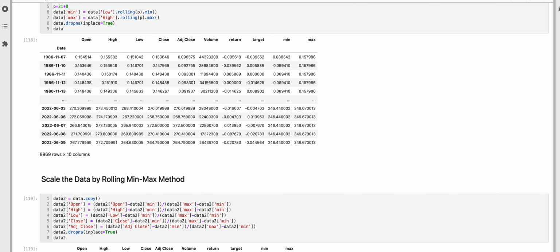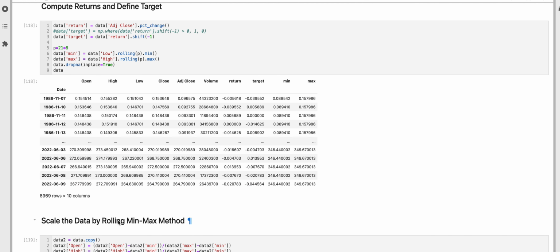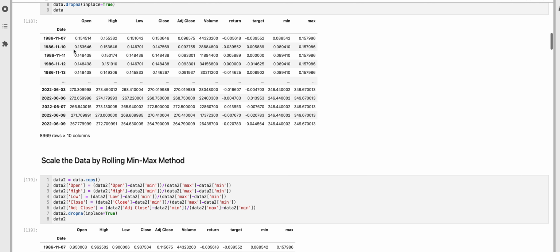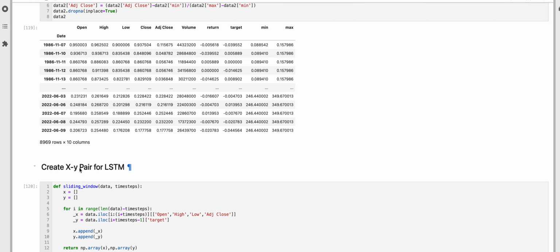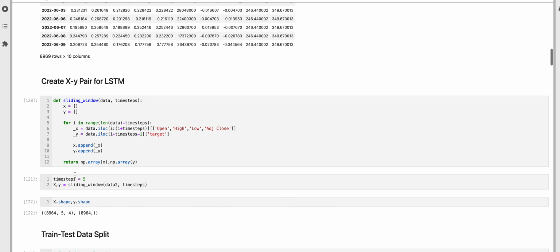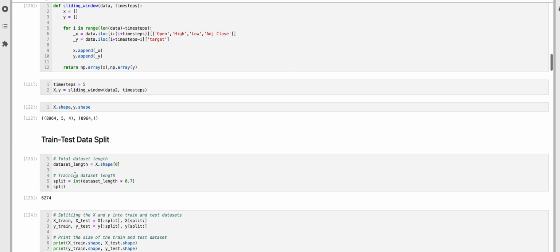So next, I will do the rolling scaling. Instead of the 2 months in my previous video, I have changed it to 8 months. Next, we form the XY pair for the LSTM and also split the data into training and testing set.